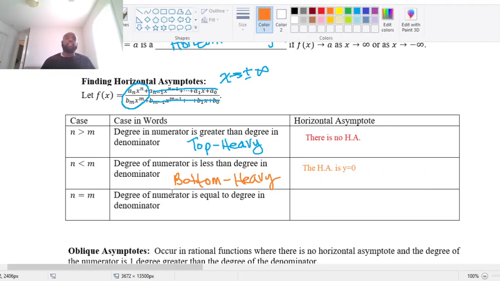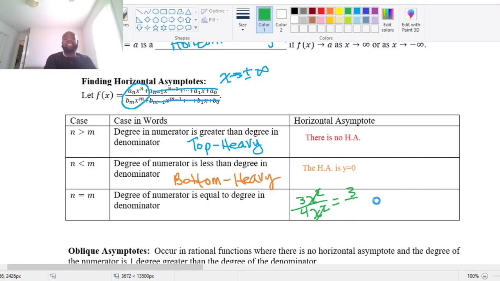And then the degree of the numerator is equal to the degree of the denominator. Now, there's no bottom heavy, top heavy situation going on here. The degrees are exactly the same. That'd be like looking at a rational function like 3x squared over 4x squared. What happens to those x squareds? They're going to cancel, and we're going to be left with 3/4. There's no way to plug in infinity like we were in the last two examples. We're just going to be left with 3/4.